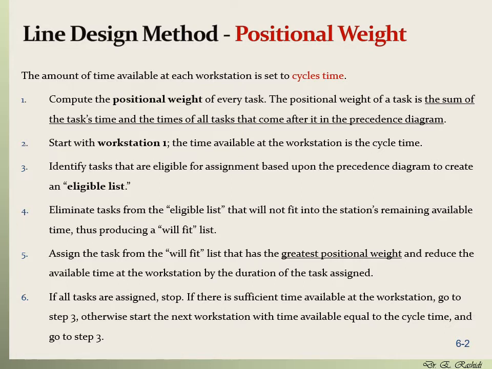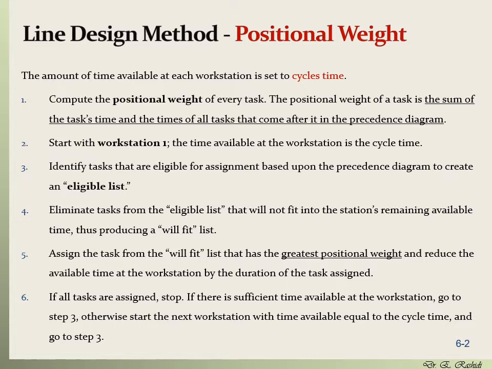The other algorithm is the positional weight method for balancing a line. Similar to the most following, the maximum time allowed at each workstation is equal to the cycle time. We start off by computing the positional weight of every task. What is positional weight? The positional weight is the sum of the task time and the times of all the tasks that follow after it in the precedence diagram. So that's the positional weight.